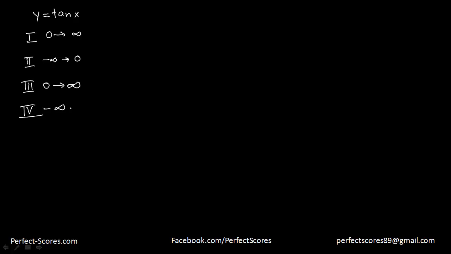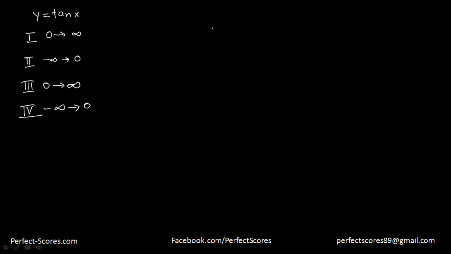Let's go ahead and find the graph for y equals tangent of x. Before I draw the graph, I want to know what values this can take in the first, second, third, and fourth quadrants. The first quadrant goes from 0 to infinity. In the second quadrant, it goes from negative infinity to 0. In the third quadrant, it goes from 0 to infinity again. And the fourth quadrant, negative infinity to 0.